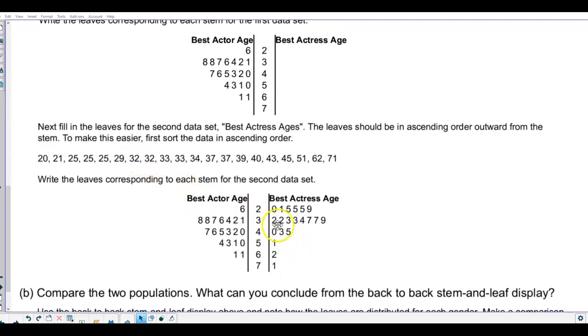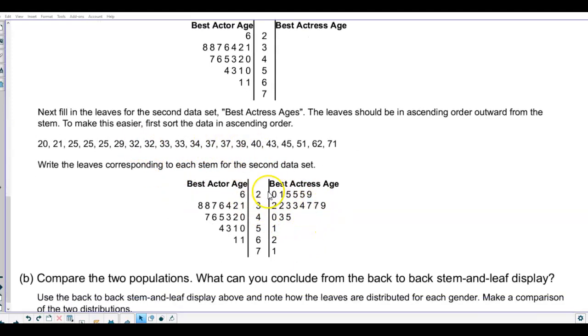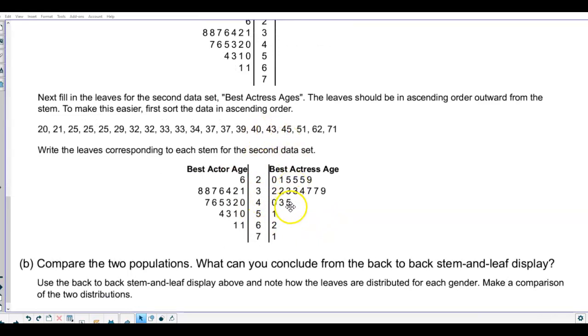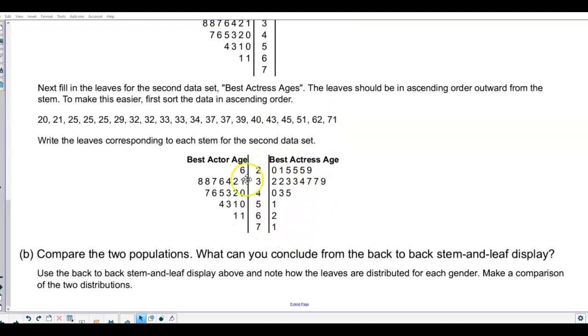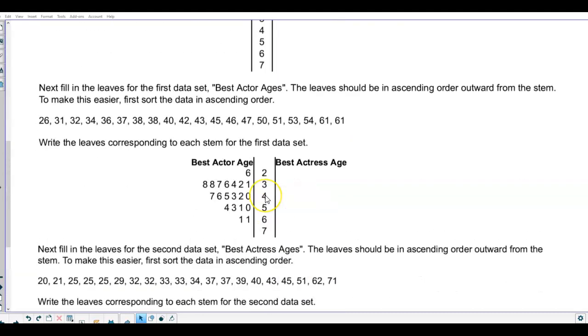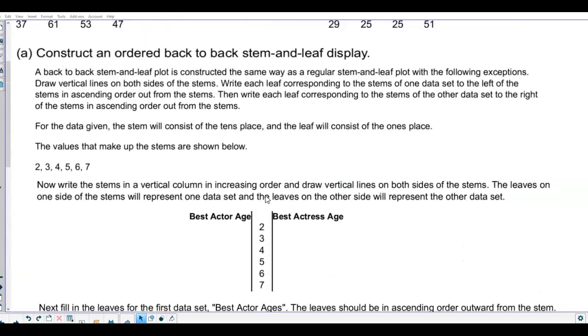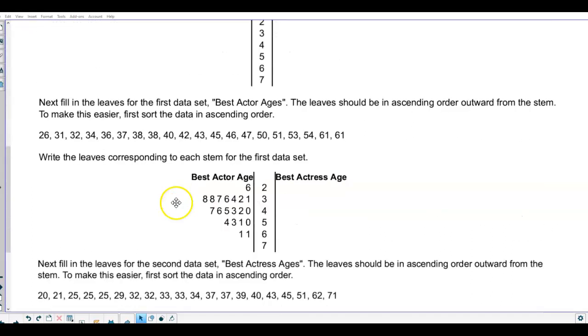And then for 3, we have 2, 2, 3, 3, 4, 7, 7, 9. For 4, we have 0, 3, and 5. For 5, we have 1. For 6, we have 2. And then for 7, we have 1. So that completes our back-to-back stem and leaf display.